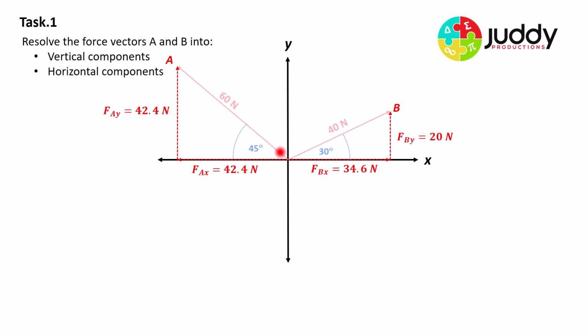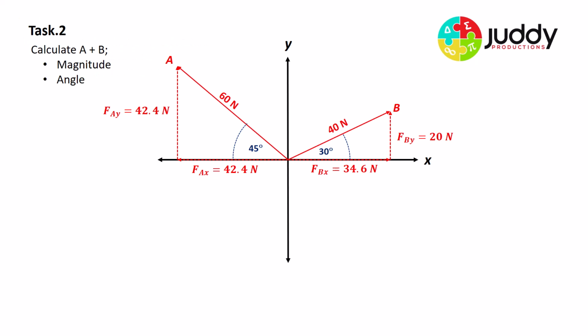So to visualize this, we can represent a 60 newton force at an angle of 45 degrees from the horizontal as a vertical component of 42.4 newtons and a horizontal component of 42.4 newtons also, and a 40 newton force in a direction of 30 degrees from the horizontal as having a vertical component of 20 newtons and a horizontal component to the right of 34.6 newtons.